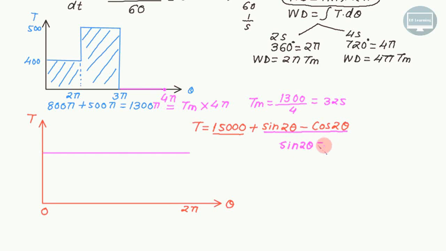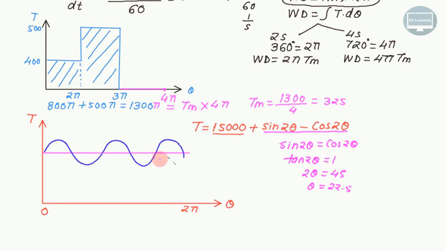So if you equate this term, that is sine theta and cos theta, sine 2 theta is the same as what? Cos of 2 theta. So tan 2 theta is equal to 1. So 2 theta equals 45. So theta equals what? 22.5. After every 22.5, the graph will cross this particular graph. So in this case, we do have fluctuations like this. The rise and fall above this graph is always the same.